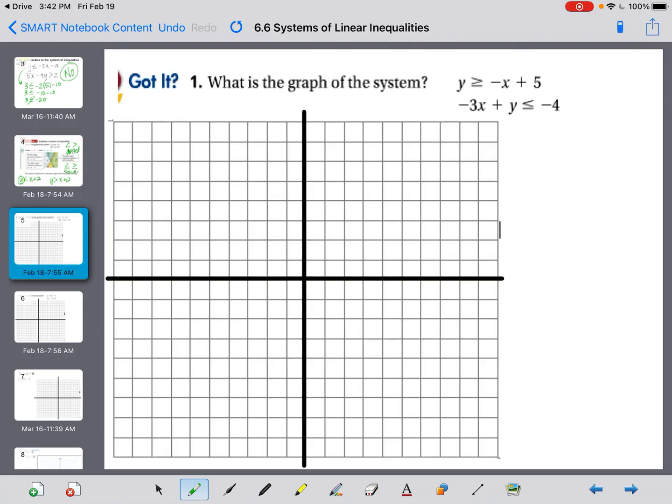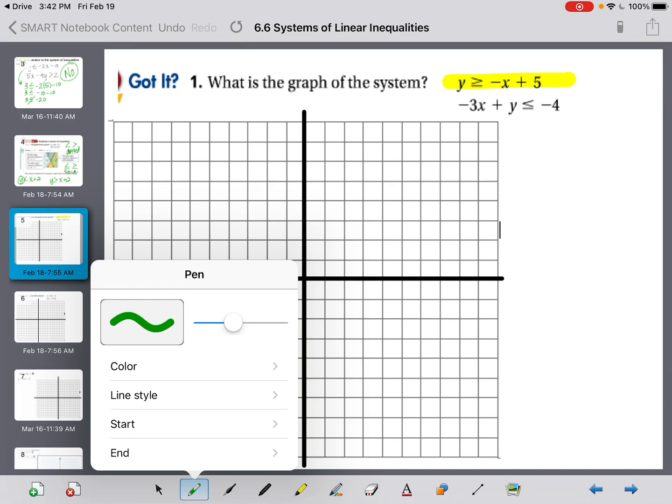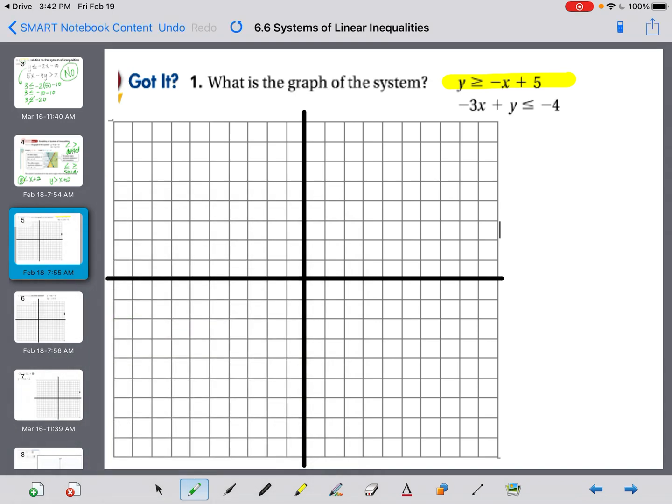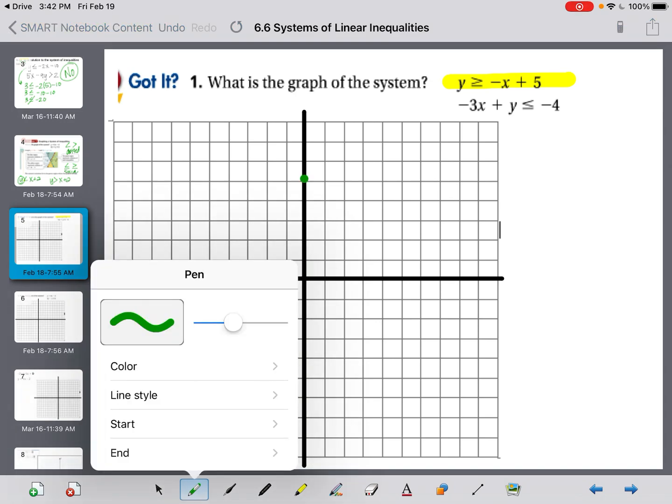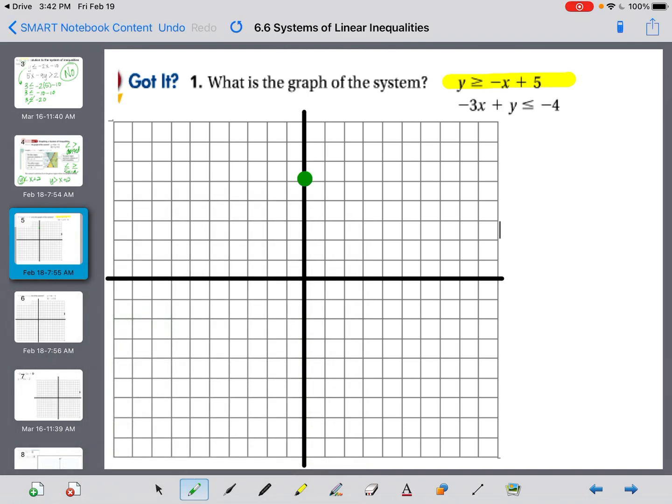All right, the easiest way to graph these is if they are in slope-intercept form. This first inequality is in slope-intercept form. So I know that I can put a dot at the 5 since that's my y-intercept, right there. And then I can use my slope to count down one, to the right one. And I'm going to do that all the way across the graph so that I have a full line, and finish it in both directions.